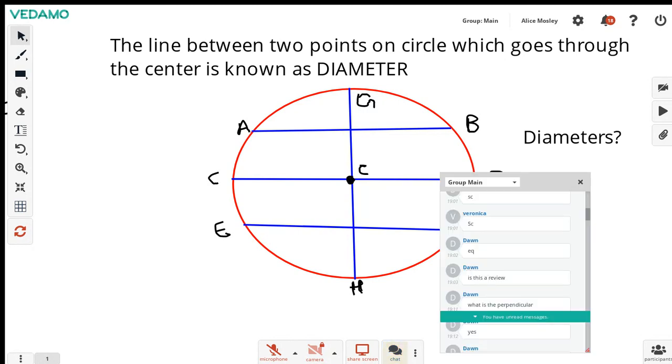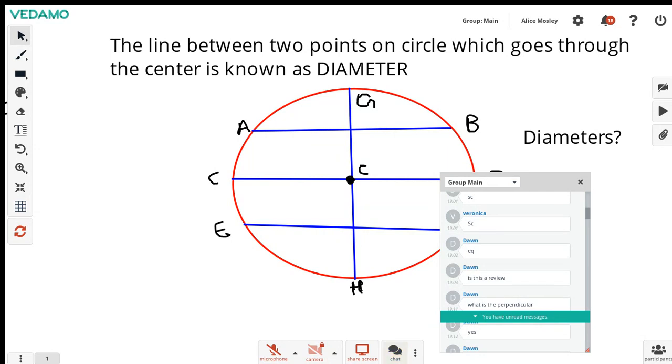Miss Veronica says all of them are, if you think all of them are the diameter. Miss Dawn says it's CD. Mr. Raymond says it's CD and GH. Mr. Dwayne says it's CD and GH. Both of them think the same. Okay, I got answers from everyone.